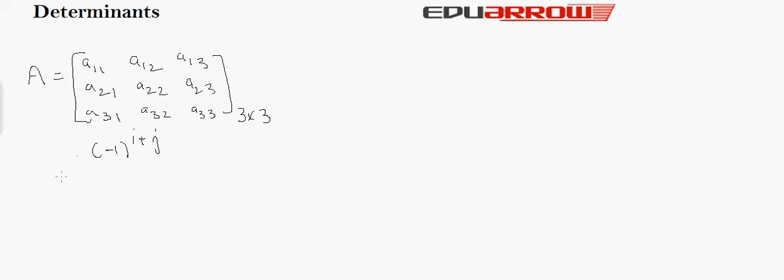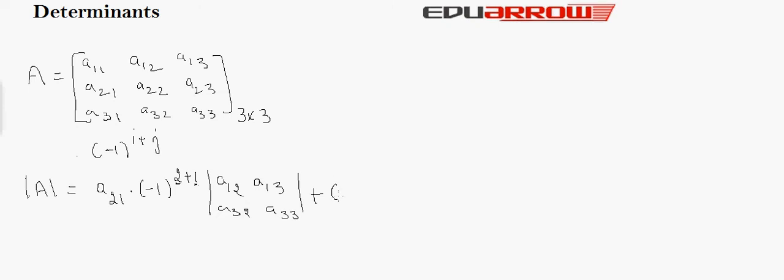Now, if we have to expand this along the second row, what will we do? Determinant of A is equal to A21 multiplied by minus 1 to the power 2 plus 1, because here i is equal to 2 and j is equal to 1, and the remaining elements of the matrix will be A12, A13, A32 and A33, plus minus 1 to the power 2 plus 2.